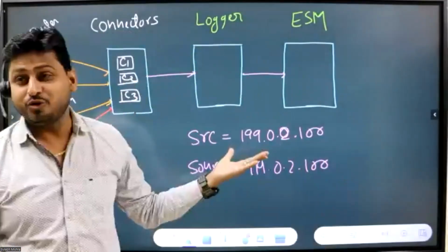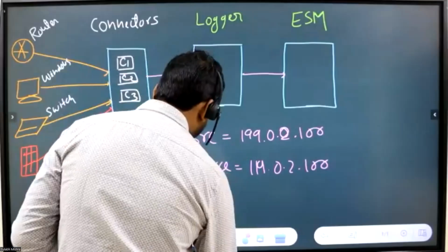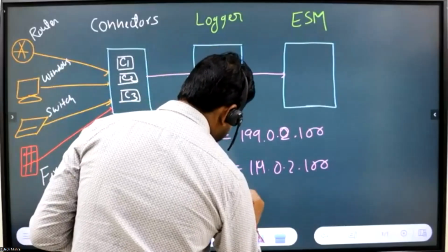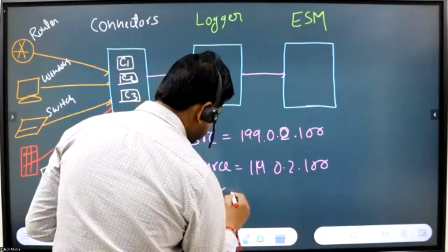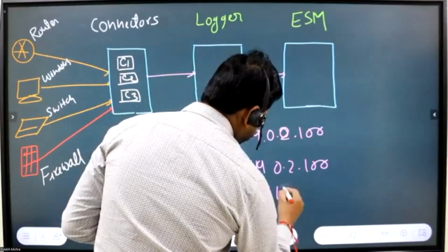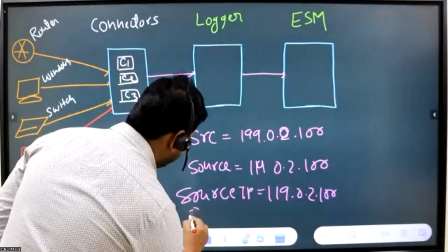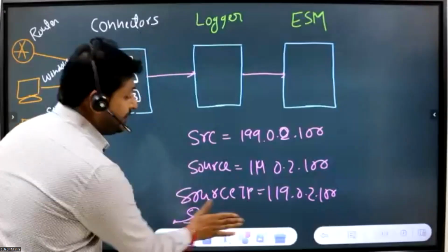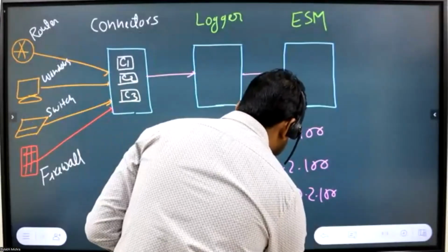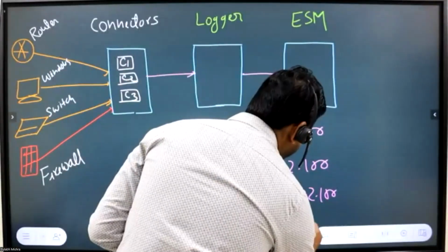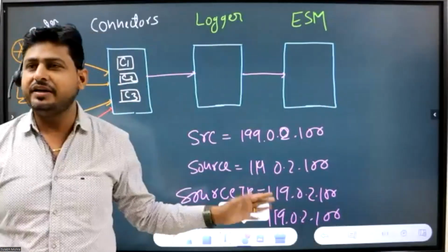See, it is actually source IP, but different devices give it a different name. Yes or no? For example, your Windows device is giving the name source IP, right? And your switch is not giving the name. It is giving just an IP address without a name, for example 119.0.2.100. It is not giving the name.